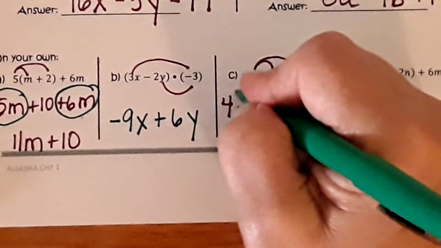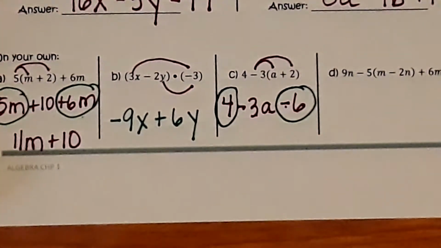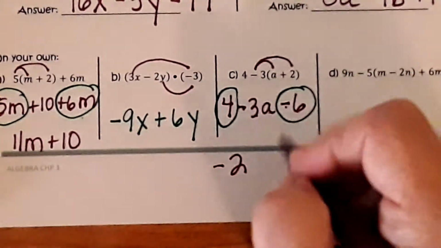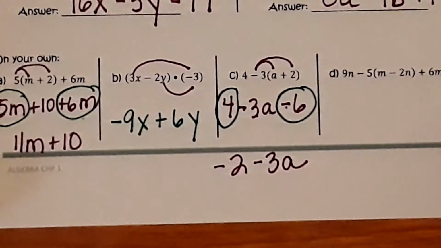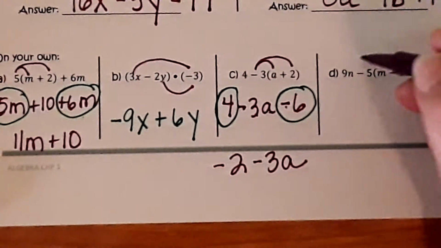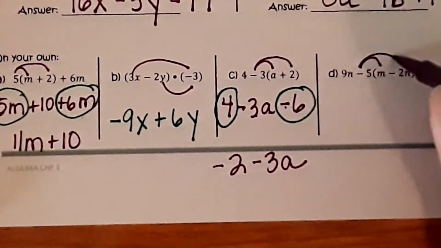Right here, this 4 and this negative 6. You guys, you had $4. You spent 6. You didn't have enough money, so that's negative 2. Nothing combines with that 3, so we're just going to leave it like that. Do you want to try the last one? Last one. So the 9n is going to stay, so we're only going to distribute the negative 5.